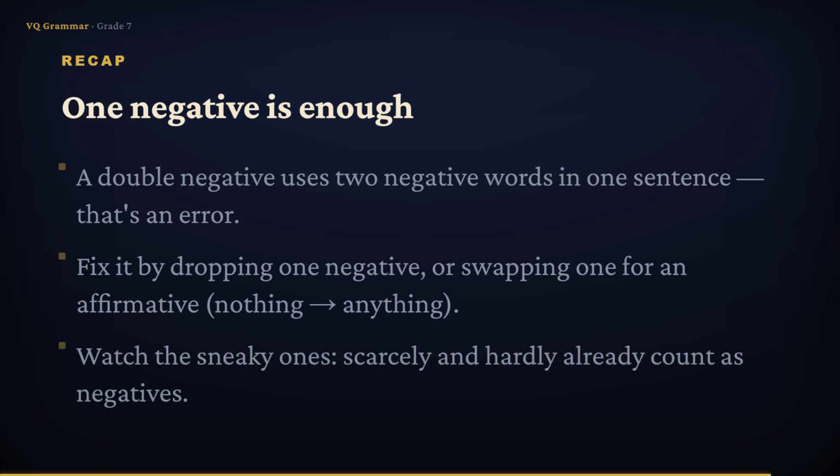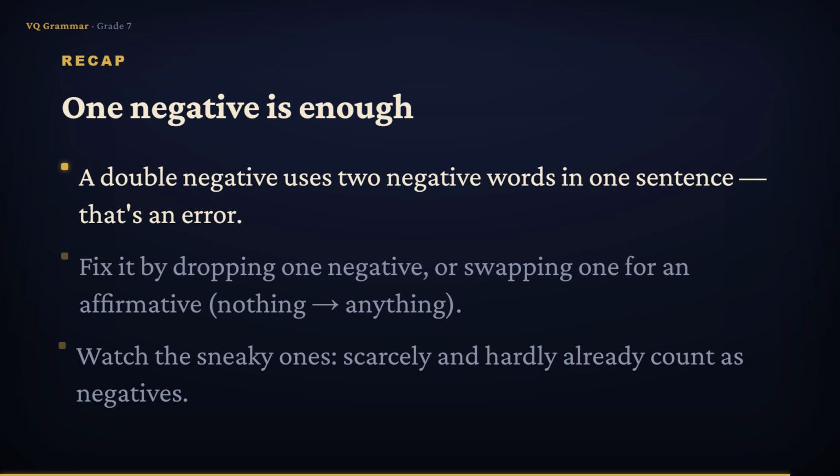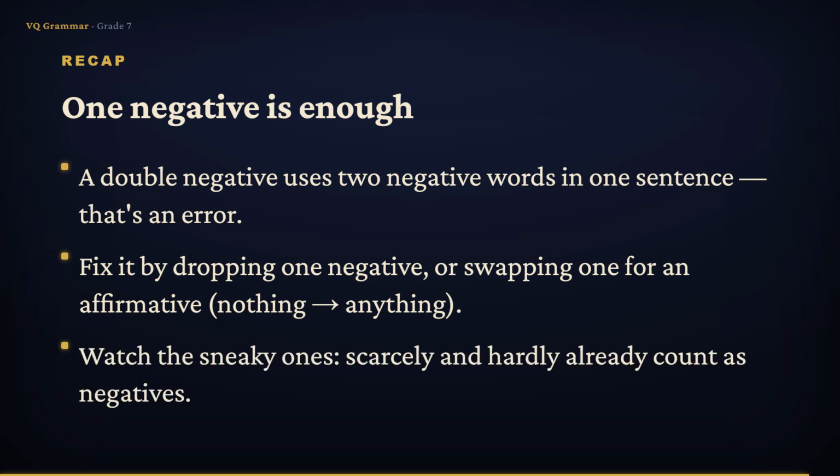Let's gather up what we learned. A double negative happens when 2 negative words show up in the same sentence. And in standard English, that's an error. You fix it 2 ways. Drop one of the negatives, or swap one for an affirmative word, turning nothing into anything, or never into ever. And keep a close eye on the sneaky pair, scarcely and hardly, because they already count as negatives all by themselves. 1 negative per idea is all you ever need.